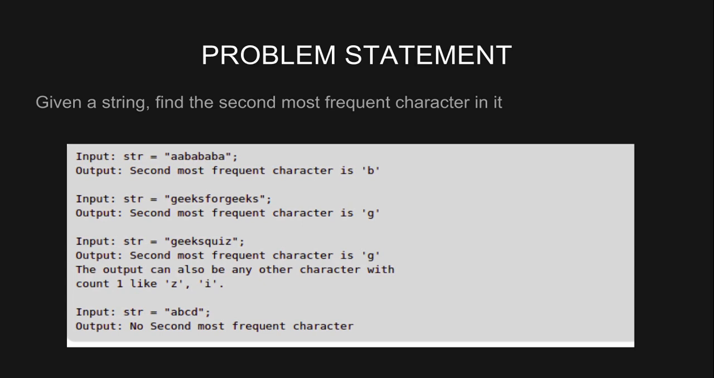If the input string is AABABBA, then the second most frequent character is B. If the input string is Geeks for Geeks, then the second most frequent character is G. If the input string is Geeks Quiz, then the second most frequent character is G, and the output can be any character with count 1, like Z or I, etc. And if the input string is ABCD, then there is no second most frequent character.